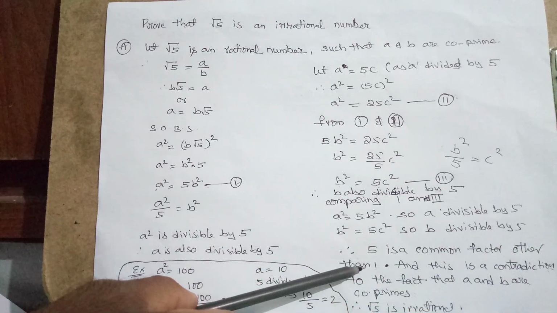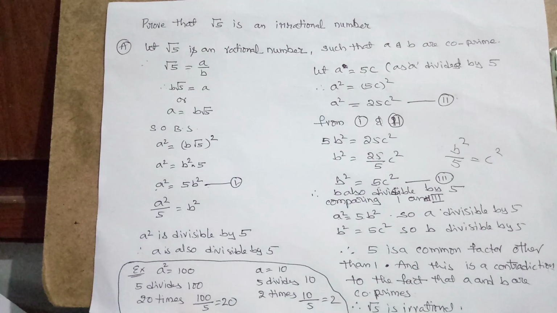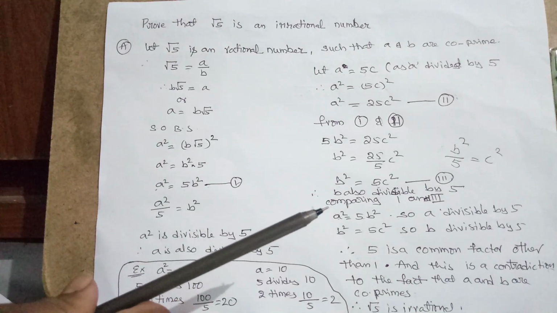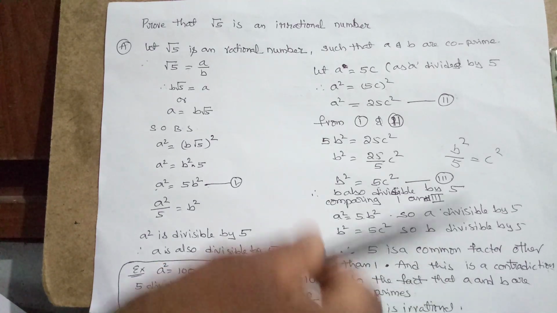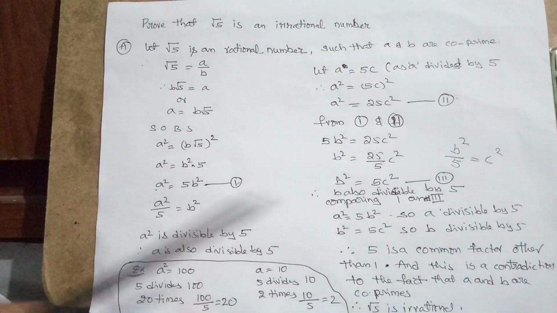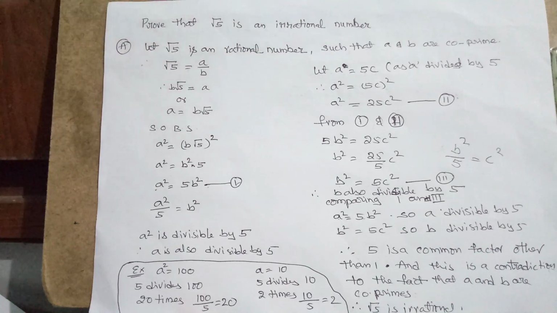But what we have taken in the beginning, they are co-primes. Do co-primes have common factors? No. Only 1 and itself are factors, but there is no common factor. Only 1 is a common factor. But we have proved that co-primes have 5 as a common factor, which is a contradiction. Contradiction means it is false. Therefore, what is true? The question itself is true. That is, it is an irrational number. Therefore, we can say that root 5 is an irrational number.